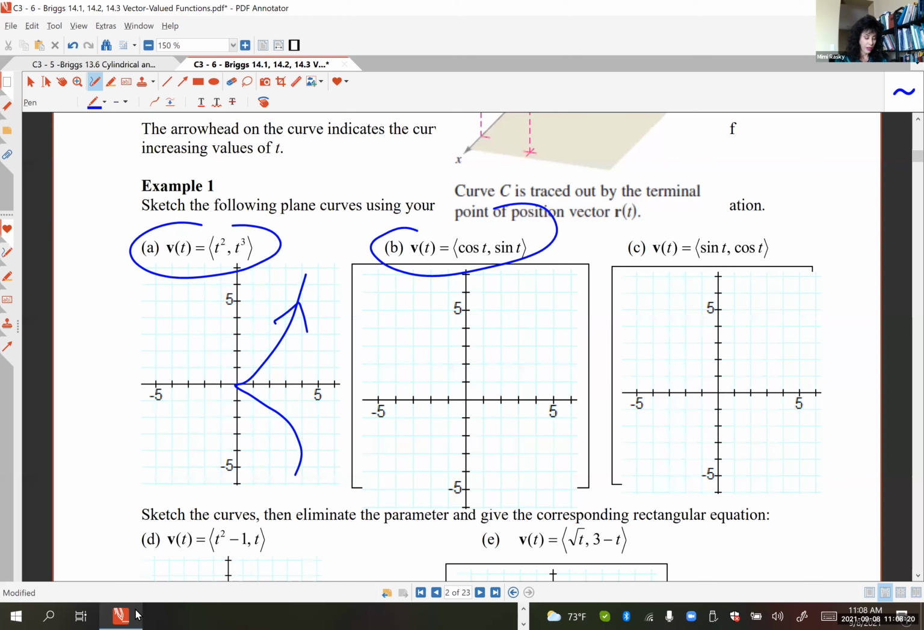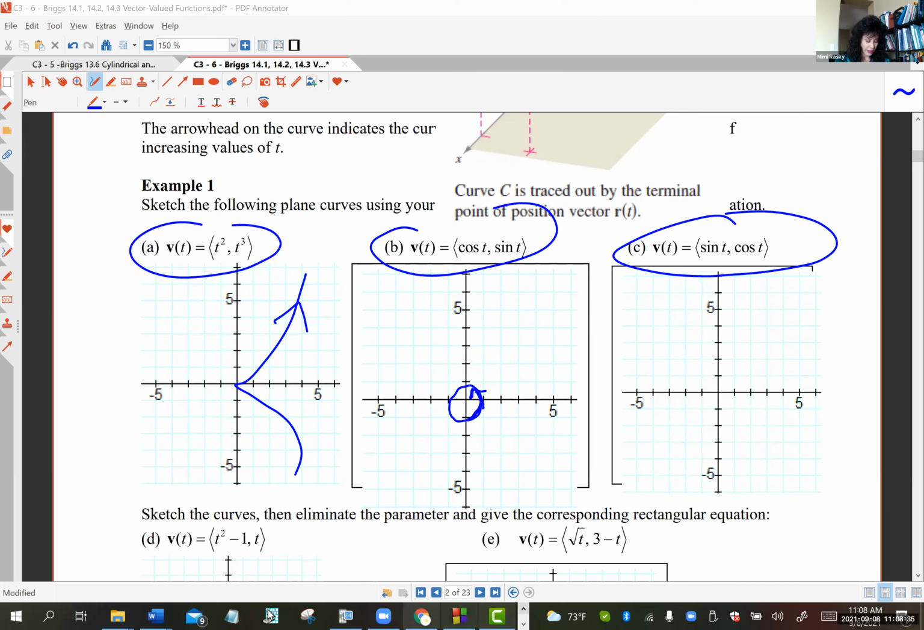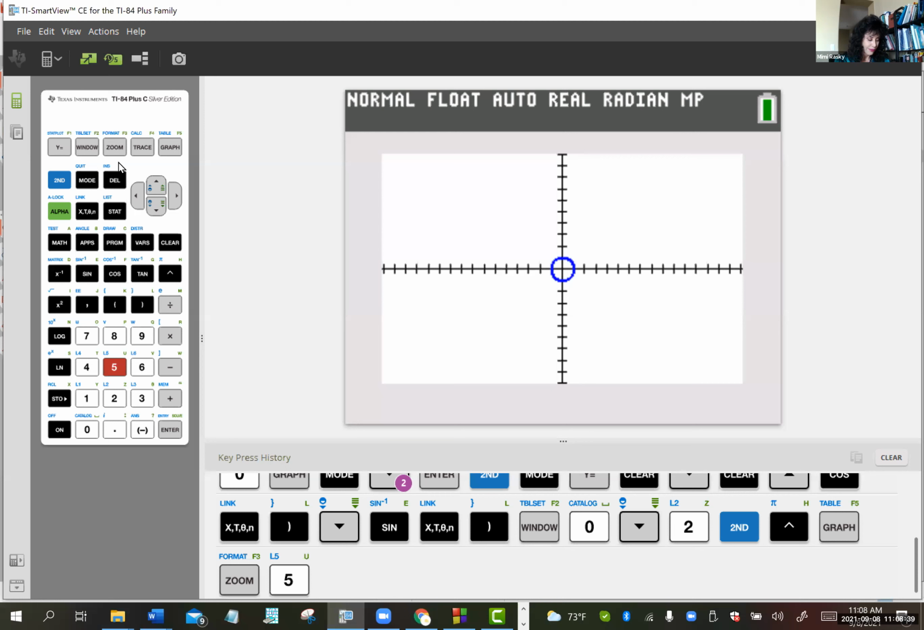So if I go over here, yeah, that's a pretty sad circle. Okay, but there you go. And what about this letter C? I still have sine and cos for components, but it looks like x is sine and y is cos. How is that going to be different from letter B? Check it out.